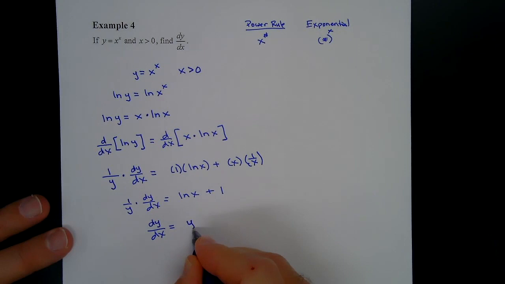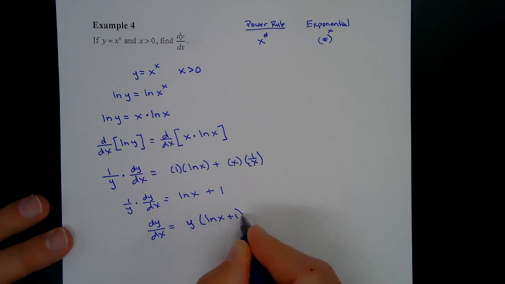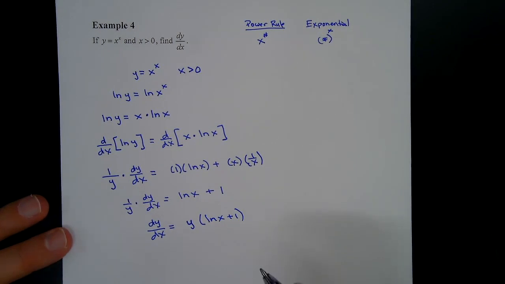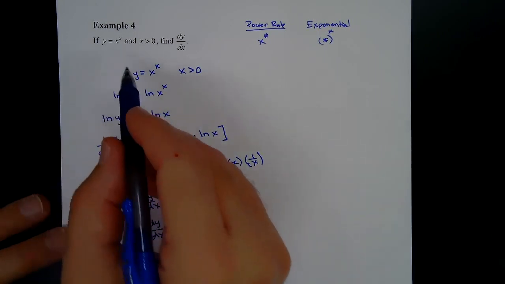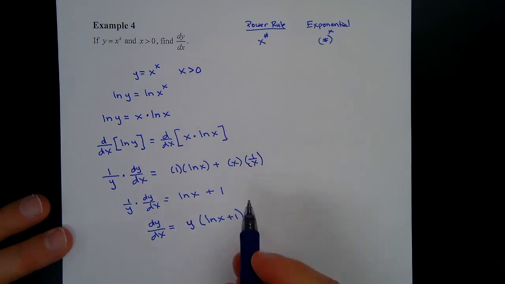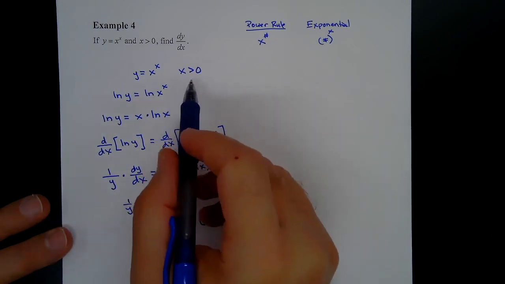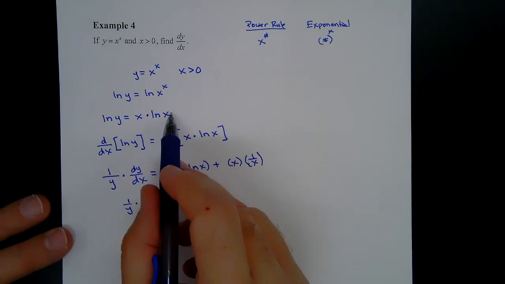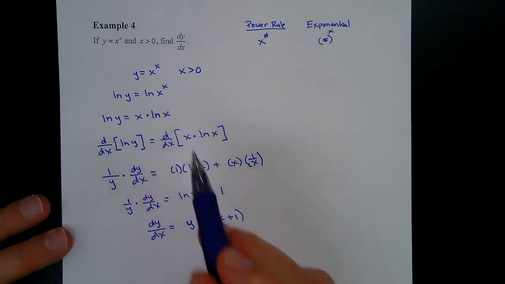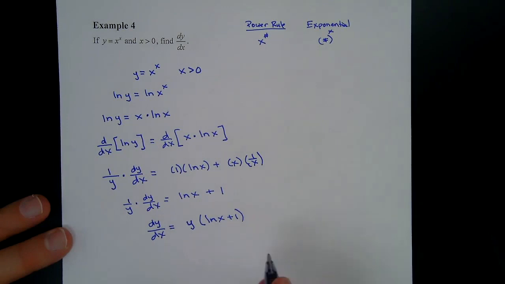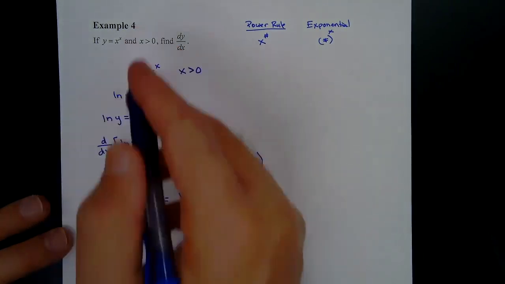So it's going to be y times the natural log of x plus 1. All right, and now I'm able to write this in terms of just x because I know what y is. y is x to the x, right? And it's important that we say x has to be greater than 0, and it's because of this logarithm right here. x has to be greater than 0 for all of this to work. So this y right here becomes x to the x.